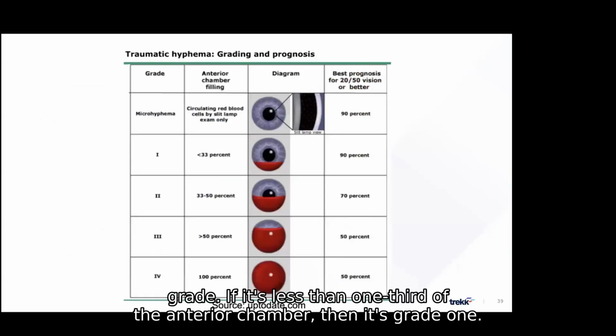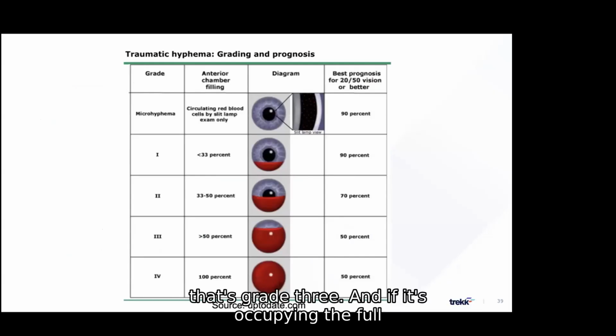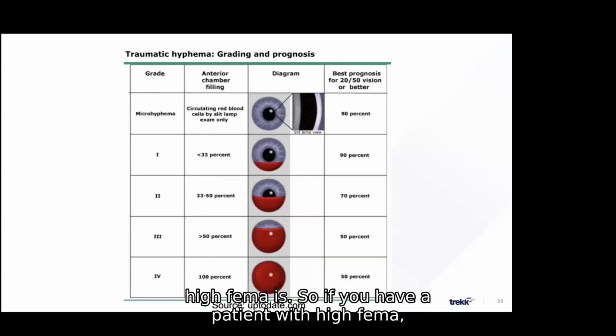If it's less than 1/3 of the anterior chamber, then it's grade 1. Between 1/3 and half, that's grade 2. More than half the anterior chamber, that's grade 3. And if it's occupying the full anterior chamber, then that's grade 4. And prognosis, of course, depends on how severe or which grade the hyphema is.